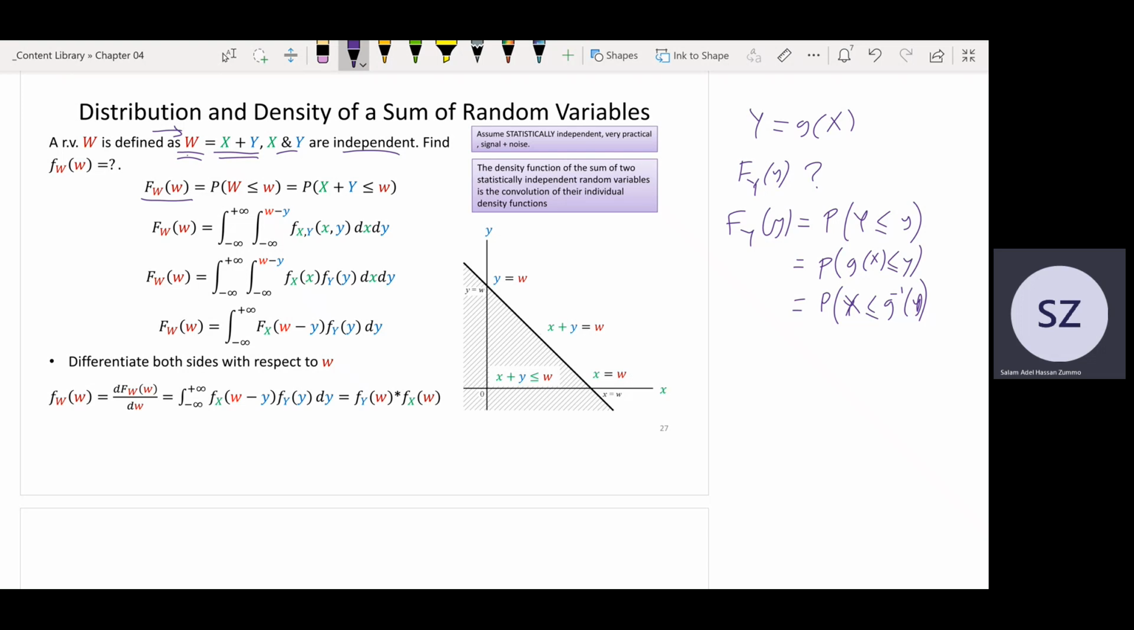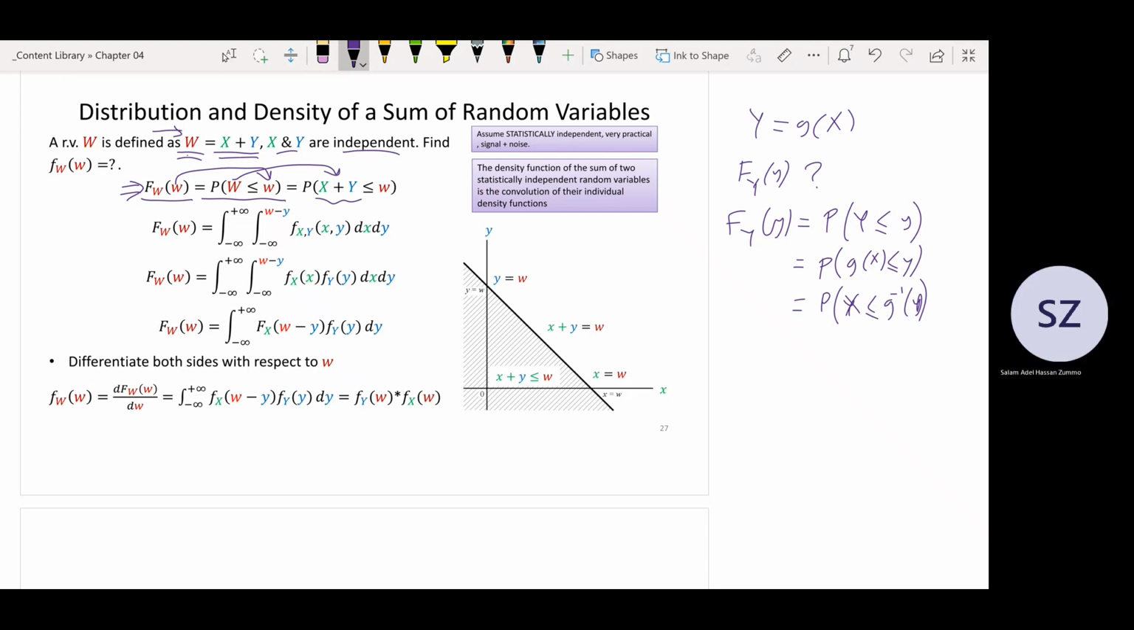Similarly, we start with the definition of the CDF. What is the definition of the CDF? What is F_W of w? It's the probability that W is less than a number. What is this number? It is a small w. Okay? And what is W? X plus Y. Exactly. So this is the probability that X plus Y is less than a specific number w.